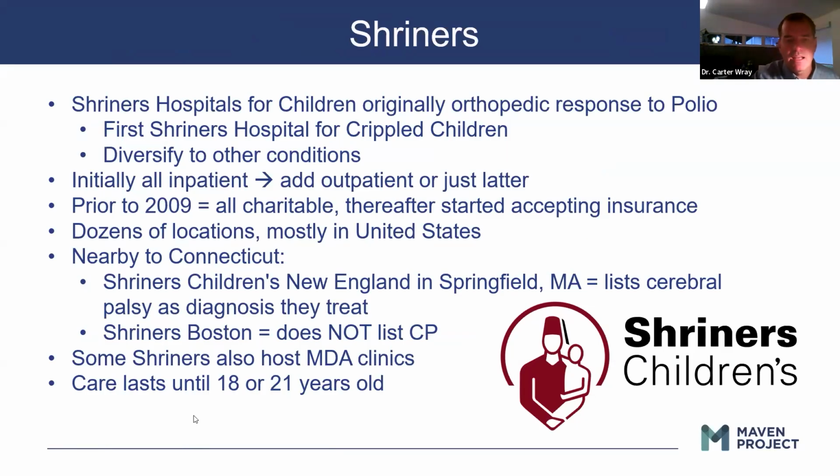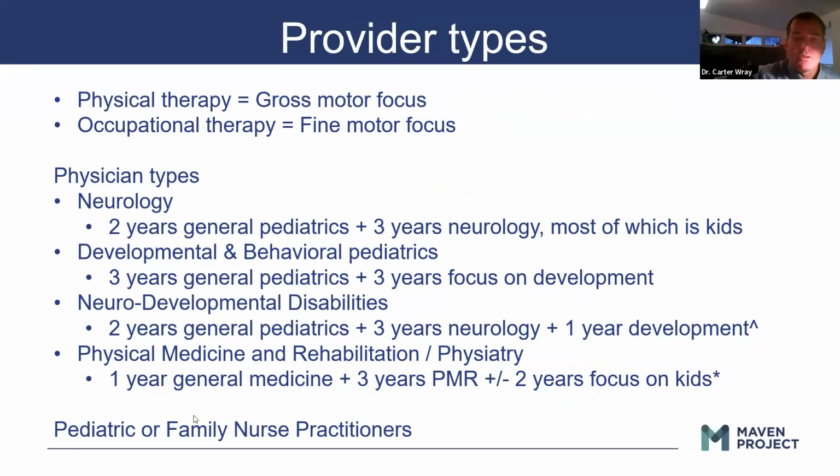You don't have any in Connecticut proper, but just north of you in Springfield, they have a Shriners that does treat cerebral palsy. The Boston one, I think, is part of the whole fiasco of how many different Boston hospitals are all trying to chase each other to do all the different things. And then some Shriners host muscular dystrophy clinics. So who to refer to?